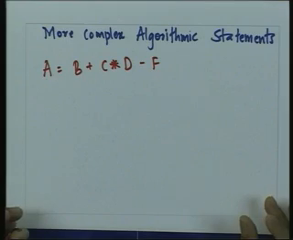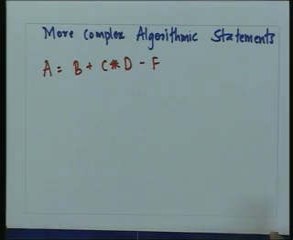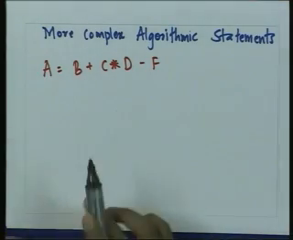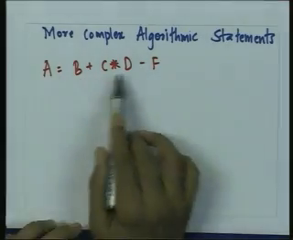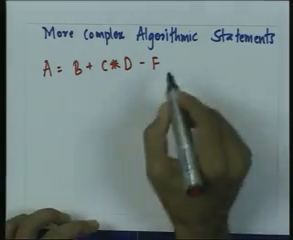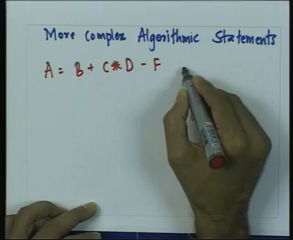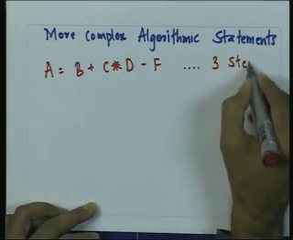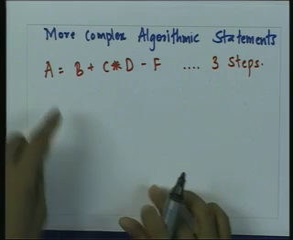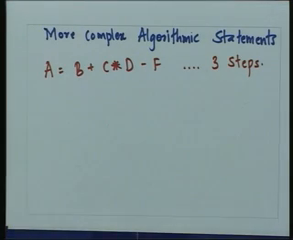How long does this take? Well, our rule is very simple. We will have to break this down into our elementary instructions. Here we have 3 operations, and therefore this will take 3 elementary steps, 3 elementary instructions. Okay, so we will allow use of such statements in our algorithm, but when we count the time, we will have to count 3.